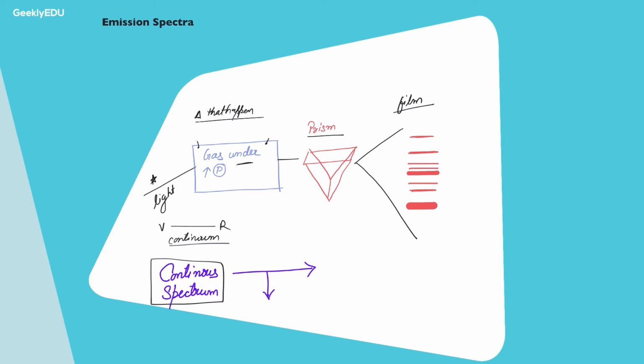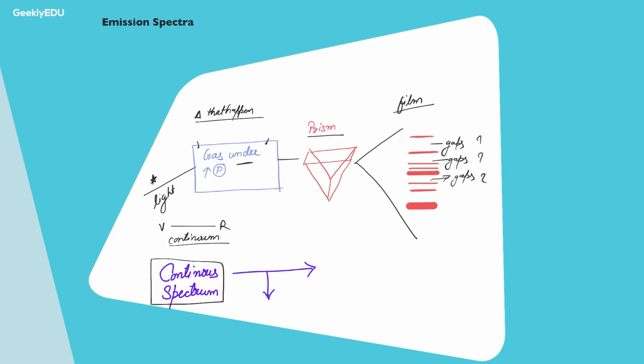But once you pass it through the gas and then after the prism, you see gaps, right? Some of the wavelengths are not there. So your mind questions what happened to those wavelengths, right? Why only those wavelengths are missing?